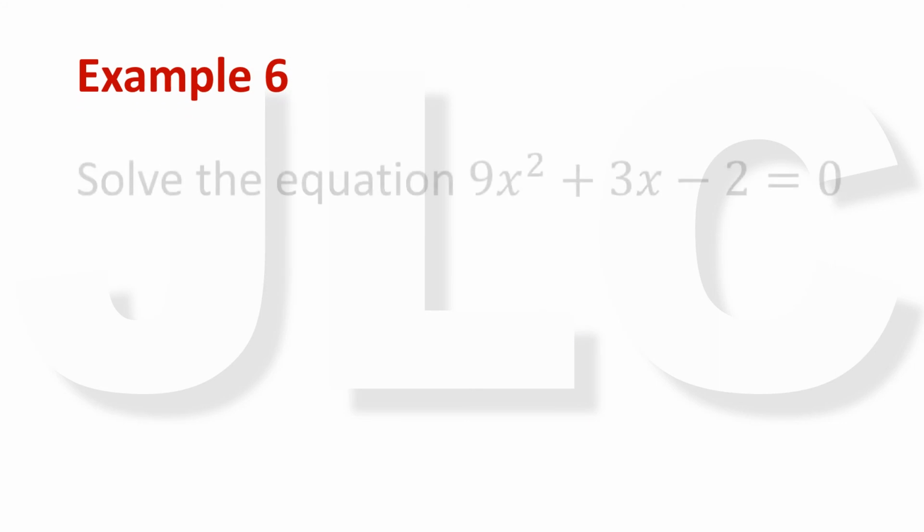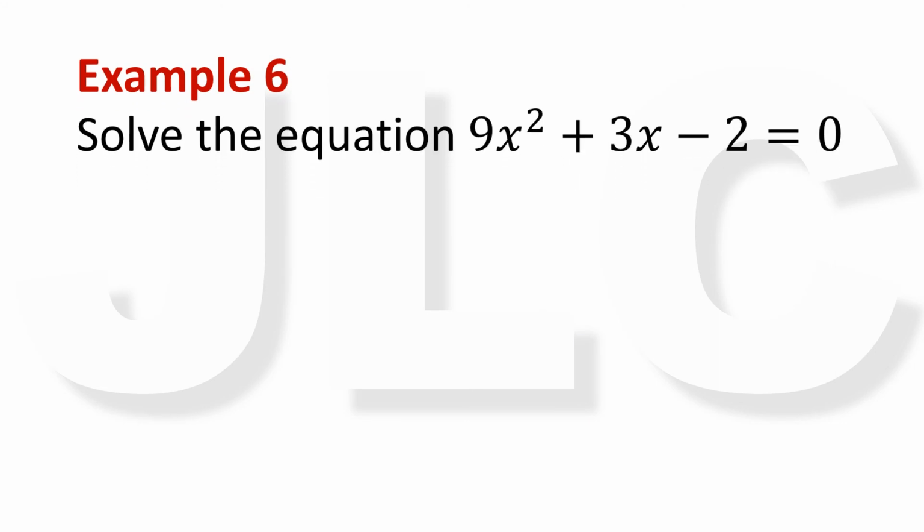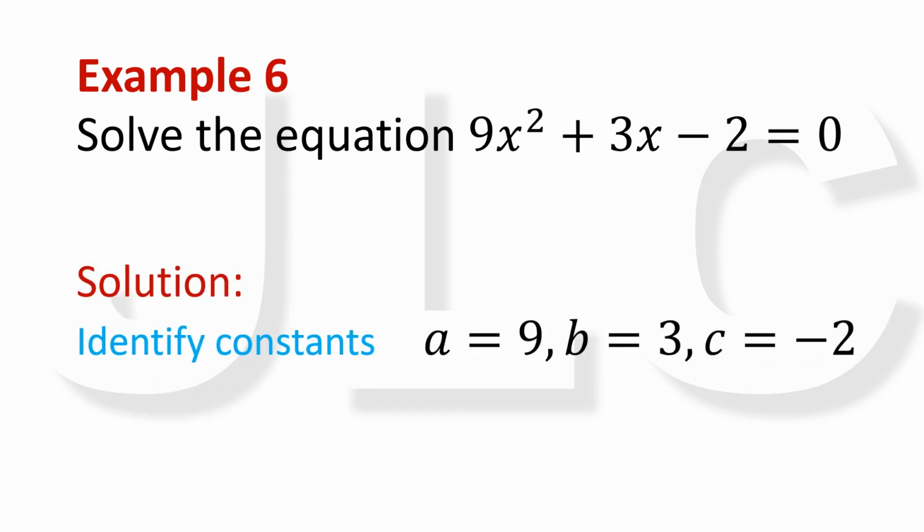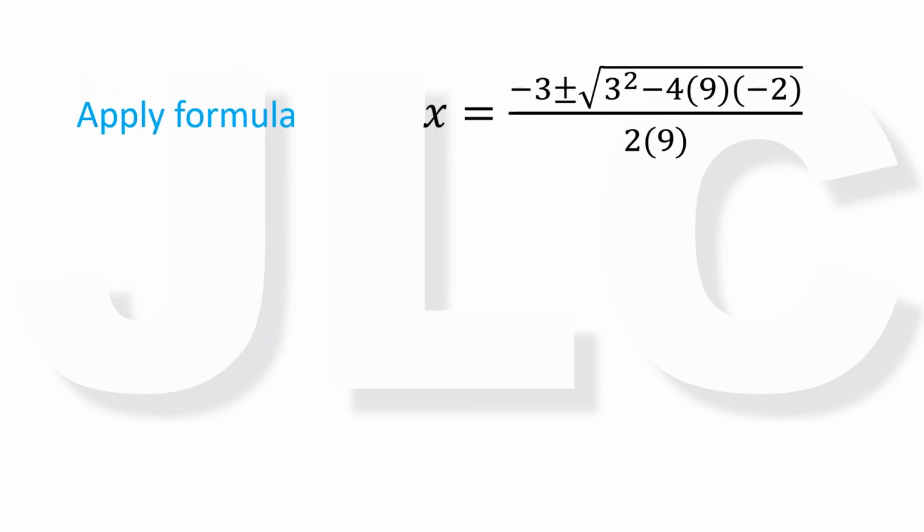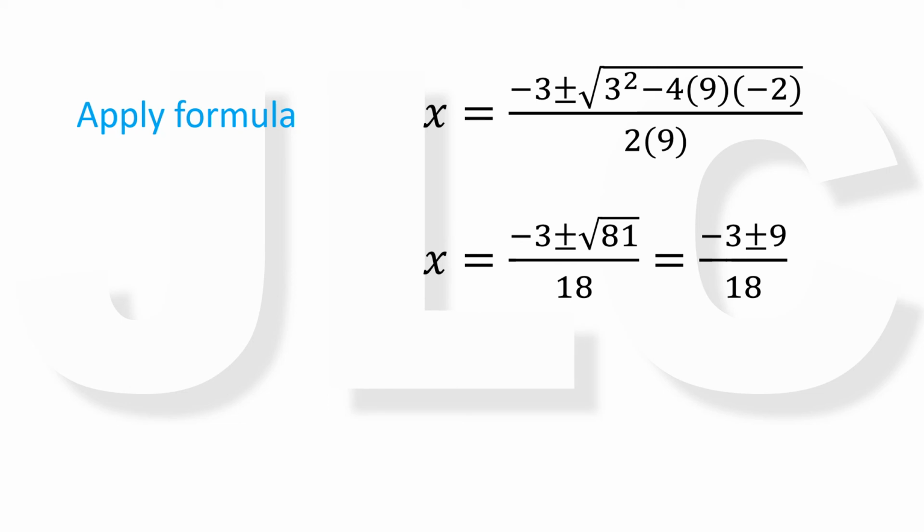Example 6. Solve the equation 9x squared plus 3x minus 2 equals 0. The equation is already in standard form and the coefficients are a equals 9, b equals 3, and c equals negative 2. We then apply the formula. X equals negative 3 plus or minus the square root of 3 squared minus 4 times 9 times negative 2, all over 2 times 9, equals negative 3 plus or minus the square root of 81 over 18, equals negative 3 plus or minus 9 over 18. So x equals 1/3 or x equals negative 2/3.